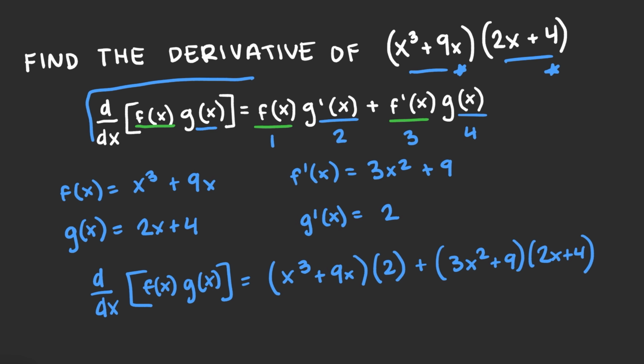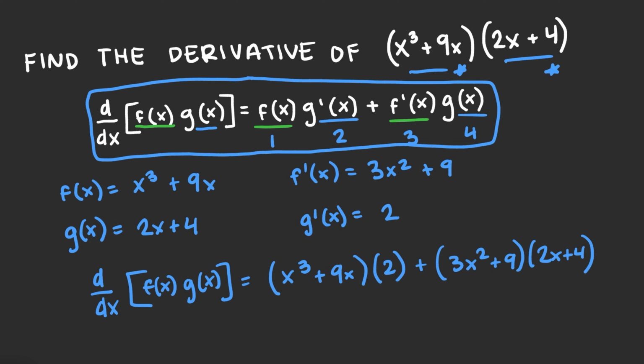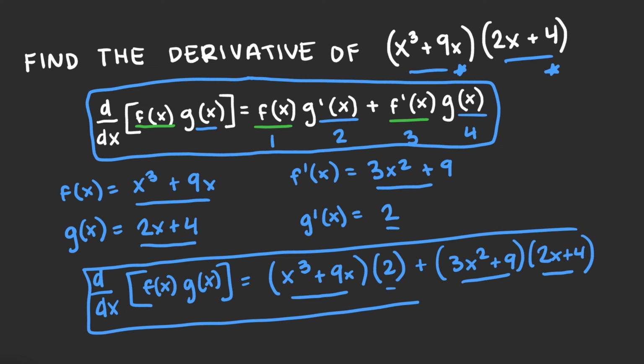We're essentially just rewriting the formula for the product rule and filling it in with our f of x, our g prime of x, our f prime of x, and our g of x, right? So this we solved right here, the 2 we solved right here, this part we solved right here, and the 2x plus 4 is our original g of x function, right? So we just plugged everything in, but this would be the final answer. But if you wanted to simplify it, you could. This is what you would do if you wanted to simplify.